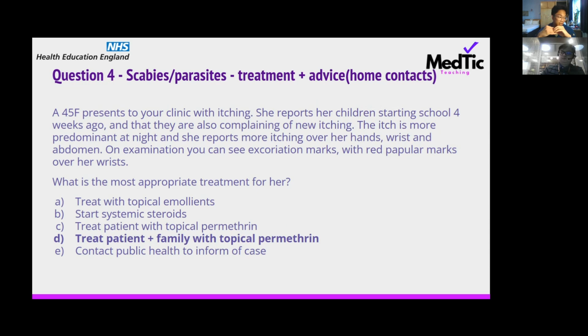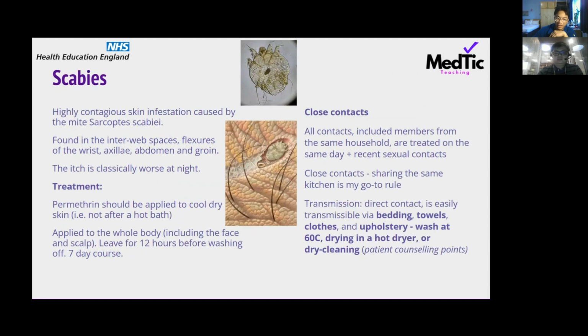The risk factors for her are she's got recent close contact with children, who are well known to spread these kinds of mite-based infections, and it has the typical features of a scabies-type rash, with it being worse at night and worse over her hands and wrists. You might be able to see red papular marks, so that's just small, palpable, round lesions on the skin. We'll go on to the next slide.